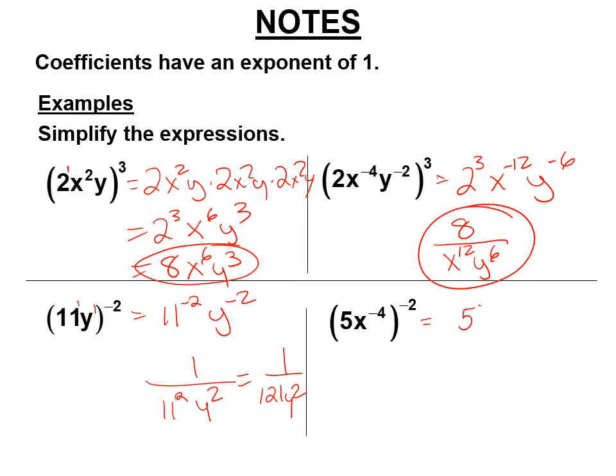This is 5 to the negative 2nd, x to the positive 8. Negative 4 times negative 2. All right, so the x to the 8th stays where it is, and that becomes 5 squared down there, which is x to the 8th over 25.